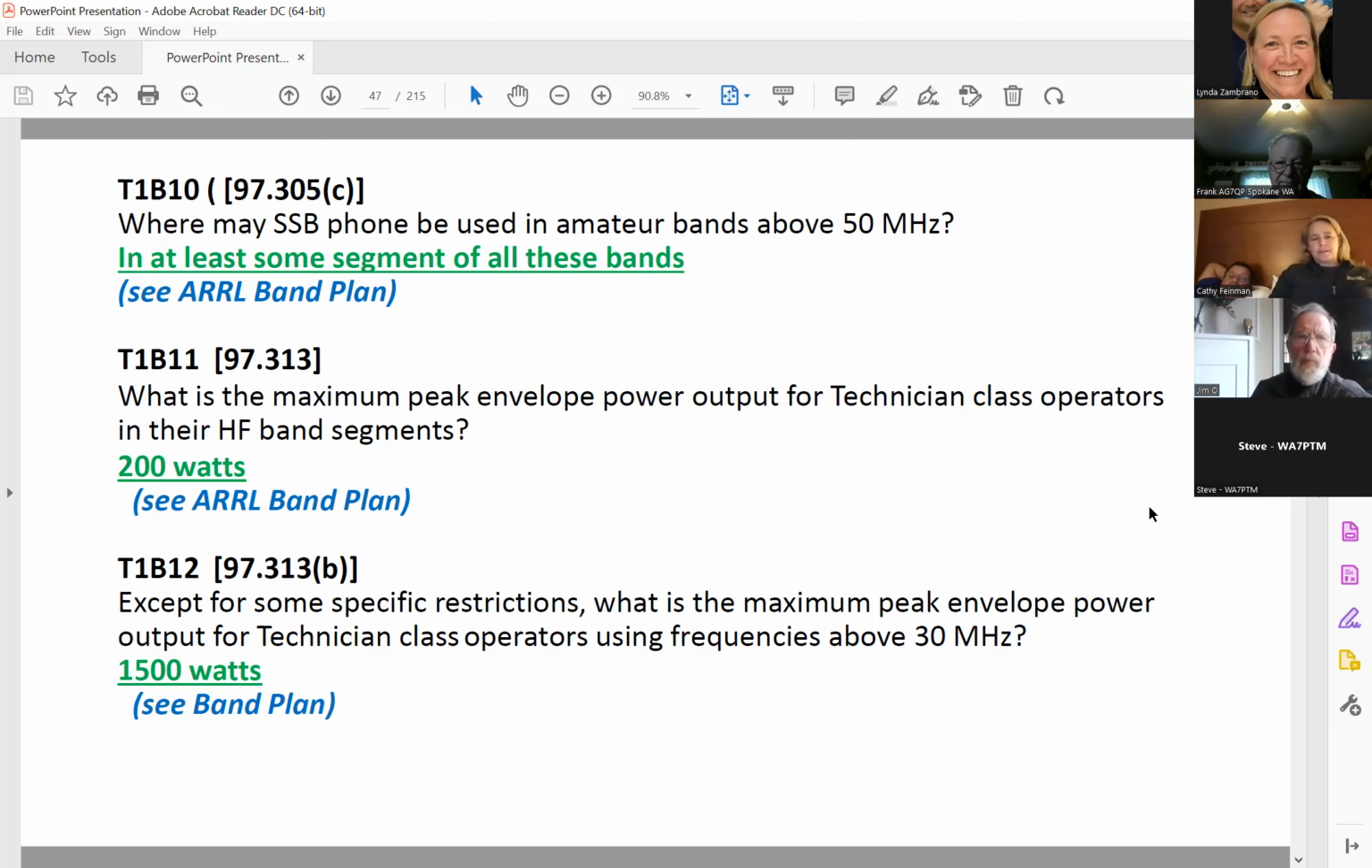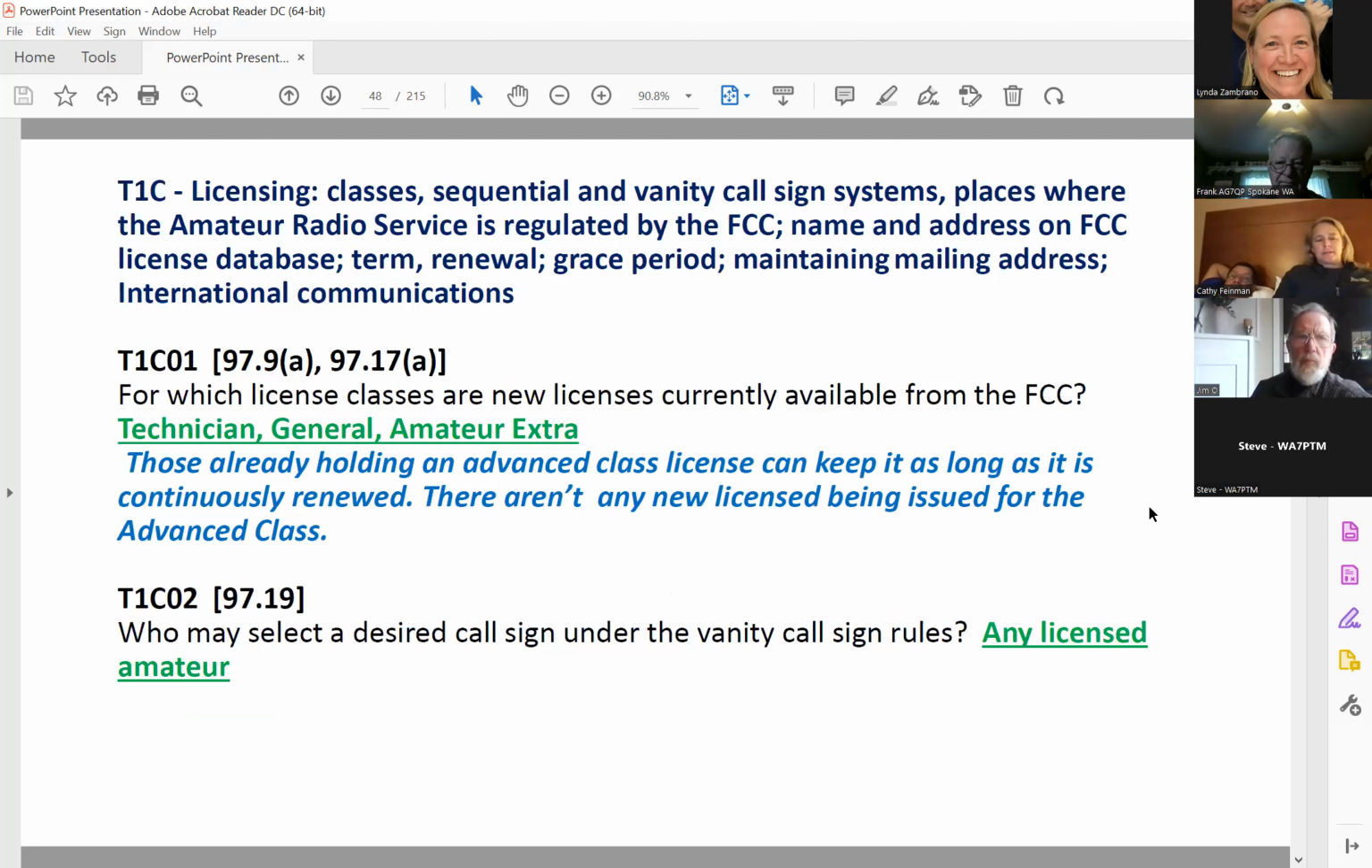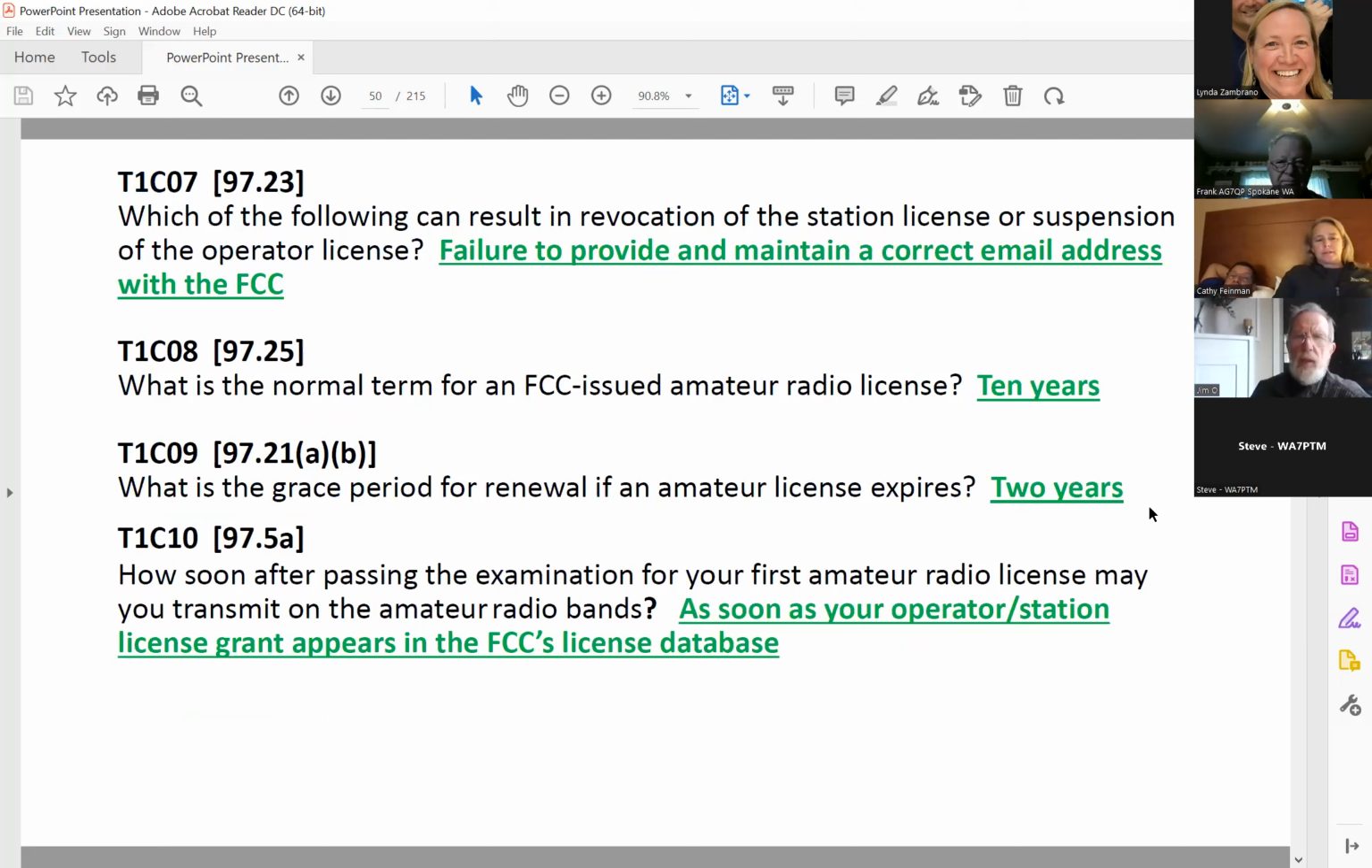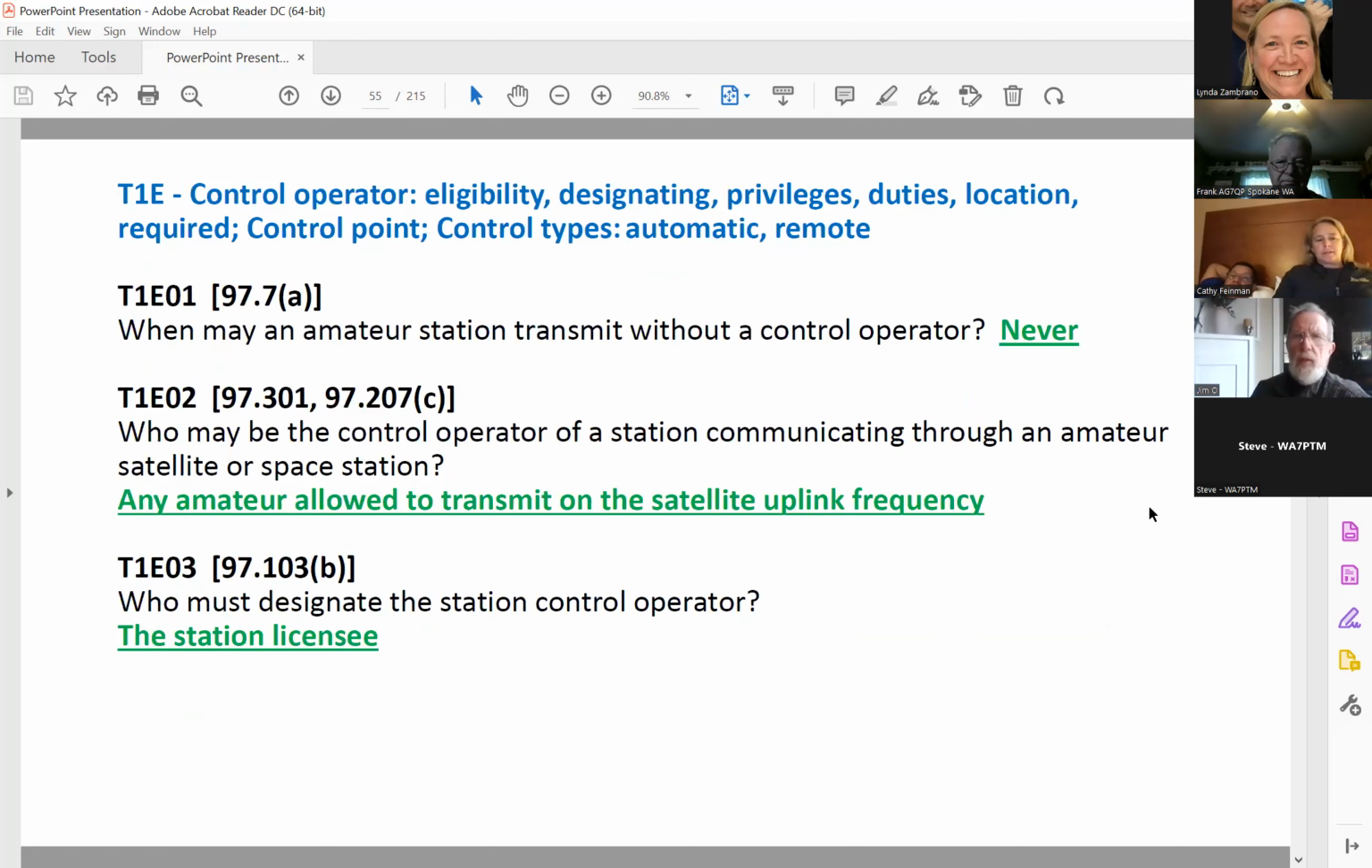So I had one thought. I guess we should be looking at this band plan and kind of memorizing it, huh? Well, yes and no. Depending on how you are going to operate.